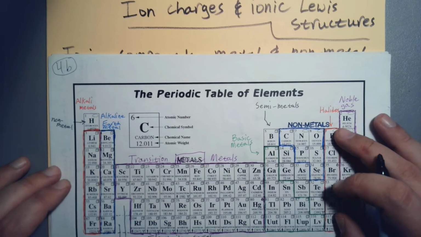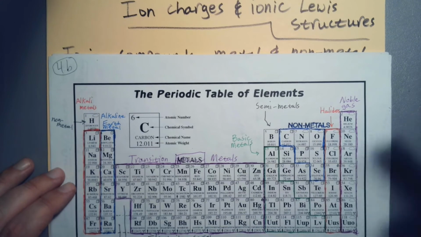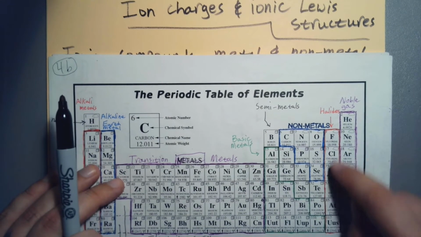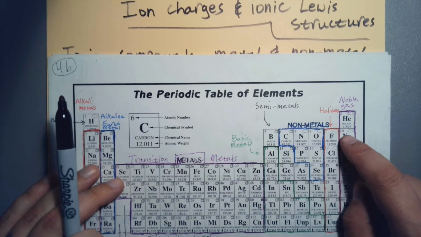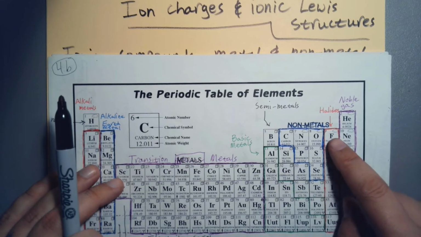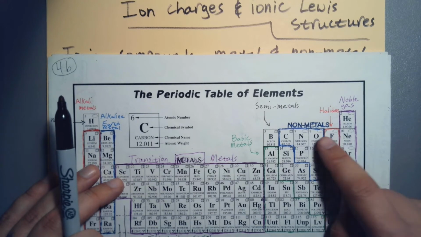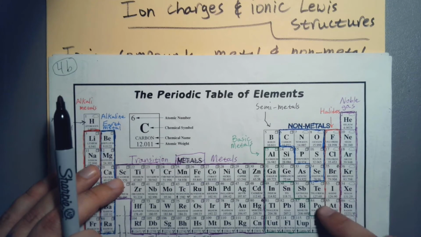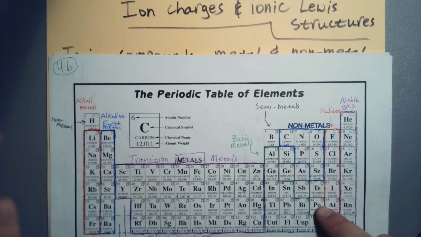On the non-metal side, these are going to absorb electrons. These are going to pick up electrons. The halides, the halogens, they all need one, and then they're full. So they pick up one electron, -1 charge. Oxygen, sulfur, selenium, tellurium. Who doesn't work with polonium, right?